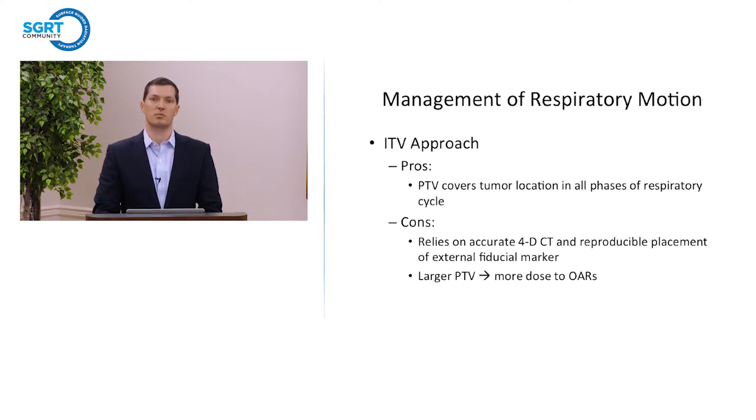The internal target volume approach is a useful method for managing respiratory motion, the primary benefit of which is that it covers the tumor in all phases of the respiratory cycle, thereby essentially eliminating the problem of respiratory motion. However, the ITV approach also relies on the accurate capture of a 4D CT and the reproducible placement of an external fiducial marker. Additionally, given that the tumor is being covered in every phase of the respiratory cycle, using an ITV approach requires a larger PTV and consequently probably a higher dose to adjacent organs at risk.